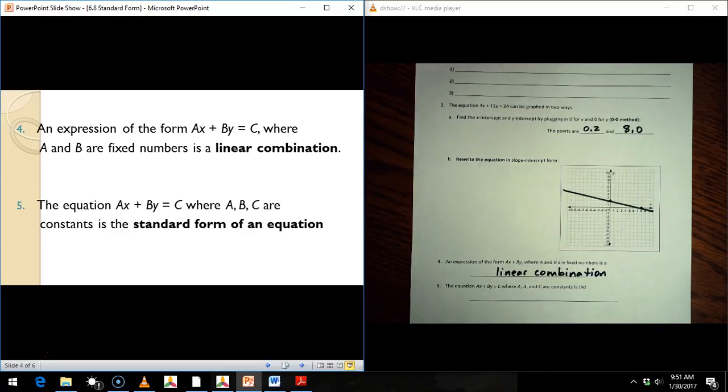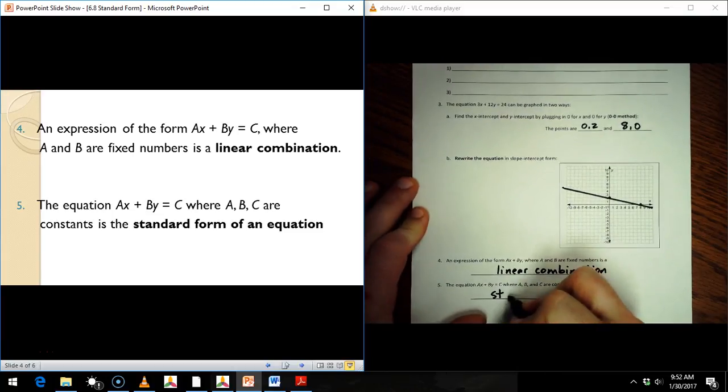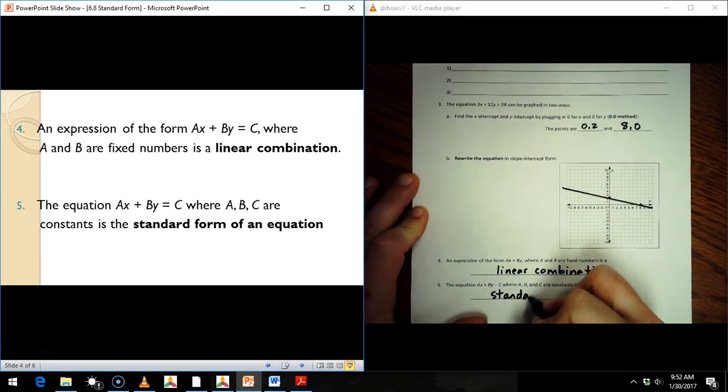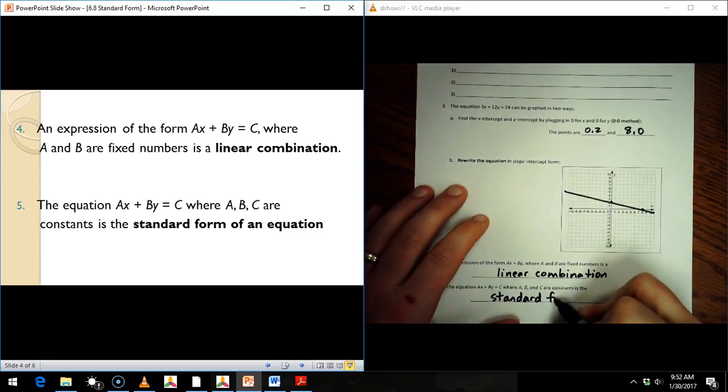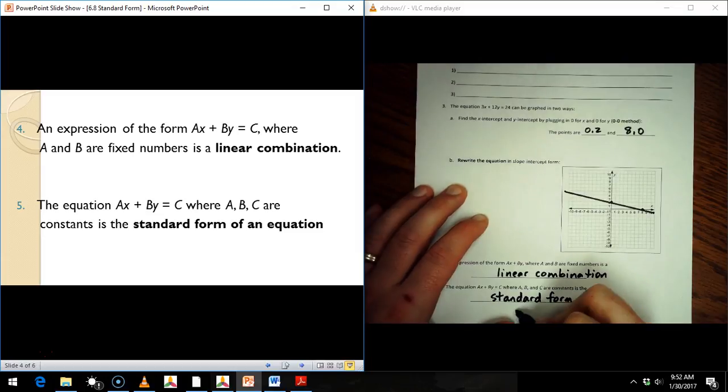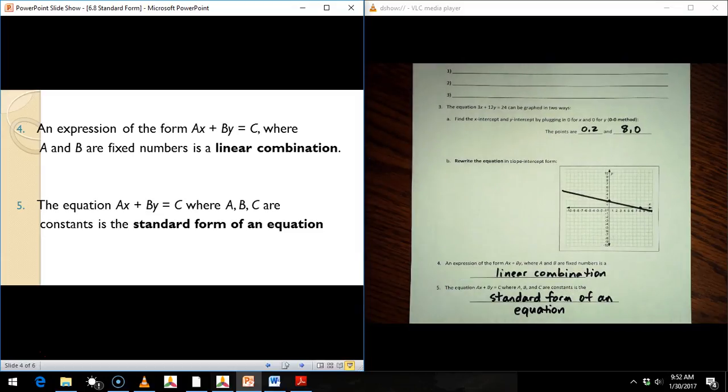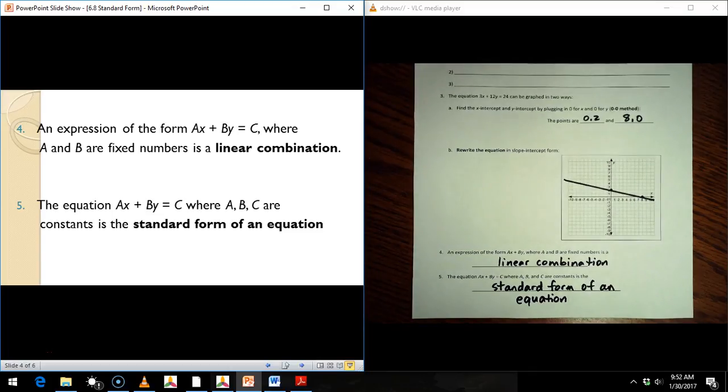So we call that standard form of an equation. The equation ax plus by equals c, where a, b, and c are constants, is the standard form of an equation. So those are two very important vocabulary terms: linear combination, standard form of an equation.